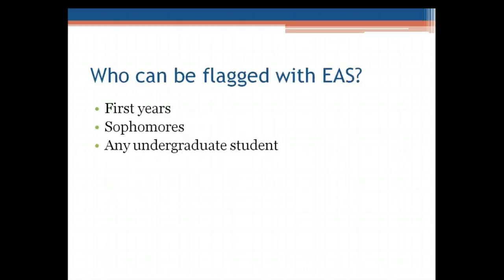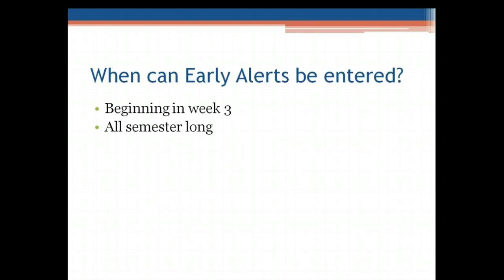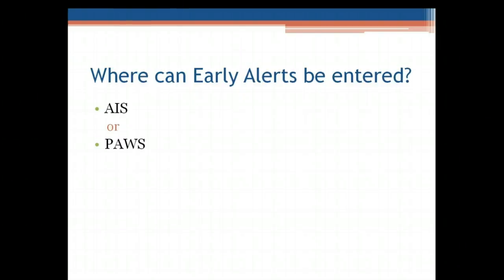Early alerts are intended for first year and sophomore students, but an alert can be entered for any undergraduate student. EAS will be open for referrals through the last week of class. Faculty will receive an email from Student Academic Services to start entering EAS in week 3 of the fall and spring semester. Faculty have two ways to enter an early alert. They can enter the alert in AIS or in PAWS. We will start by showing you how to enter an alert in AIS.